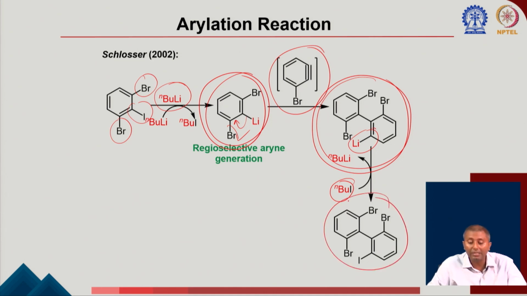Because you can see what is happening in the reaction medium. Already you are generating a butyl iodide, because you have a butyl lithium here. First thing, once you have a butyl lithium, you have this n-butyl iodide, and that n-butyl iodide was there. So there you can see that again this can get exchanged here to get to this corresponding product here.